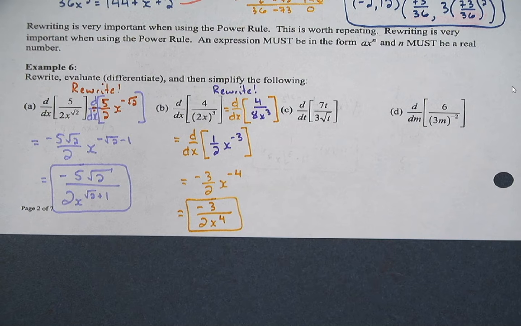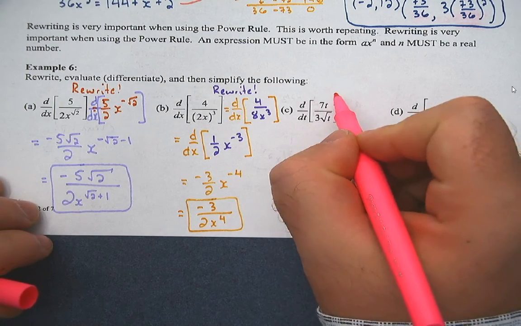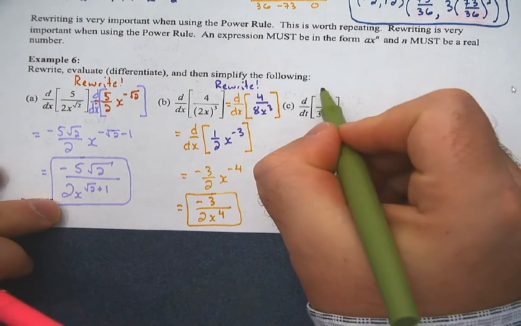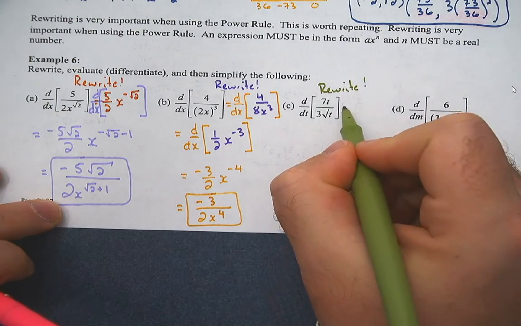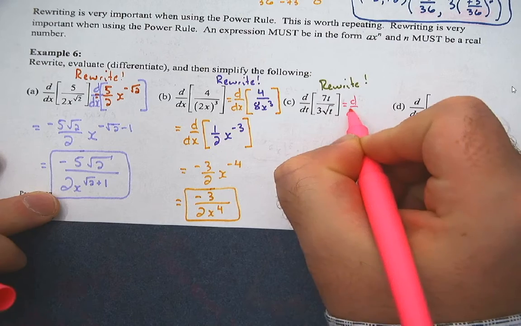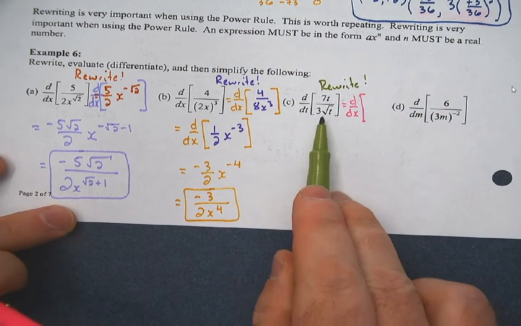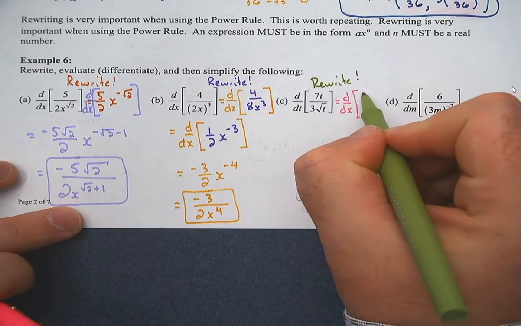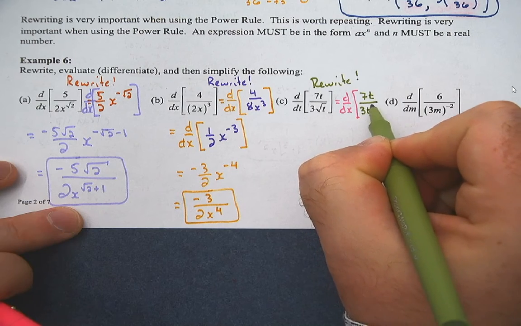Again, I encourage you to try to do this on your own. Pause and go. All right, so we're going to do a rewrite here. So that's going to be equal to d dx of, I'm just going to take care of the root on the bottom first. So that's going to be 7t over 3t to the 1/2.